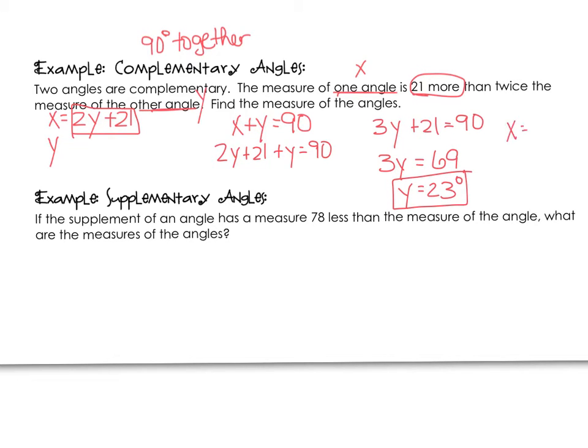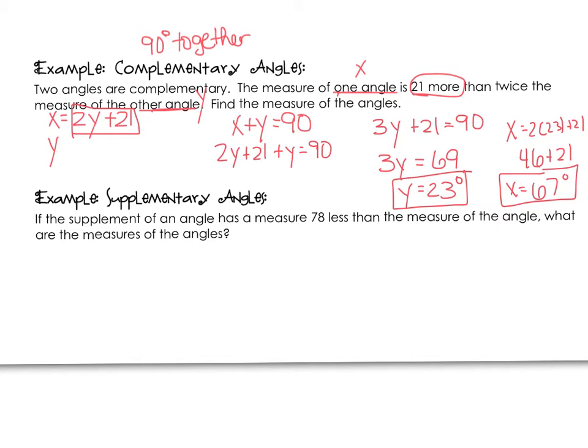x is 2 times 23 plus 21. Now we know it should equal 90 degrees, so we really could take 90 minus 23, but let's check and make sure that that works. So that's going to be 46 plus 21, so 67 degrees for the other angle.